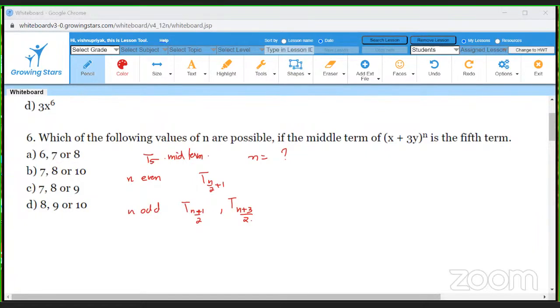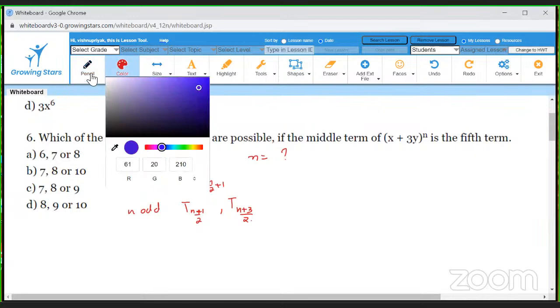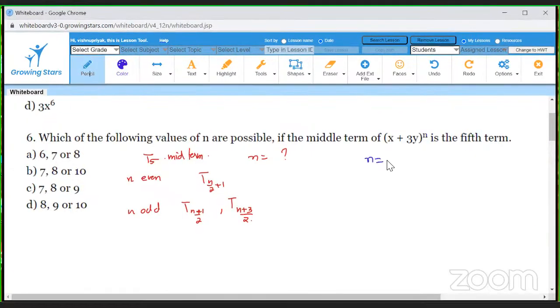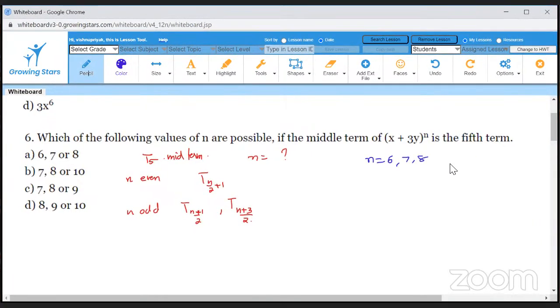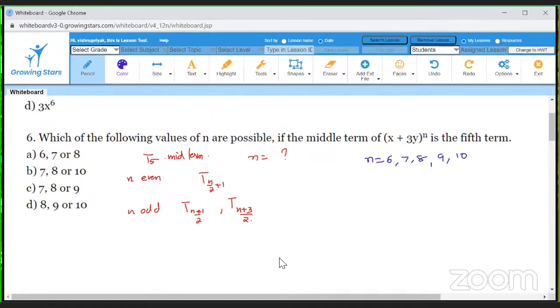So now, suppose if n is odd, what will happen? Because in the options, what are given? 6, 7, 8, 9, 10. The values of n in the options are given to you: 6, 7, 8, 9, 10. All the options if you see.